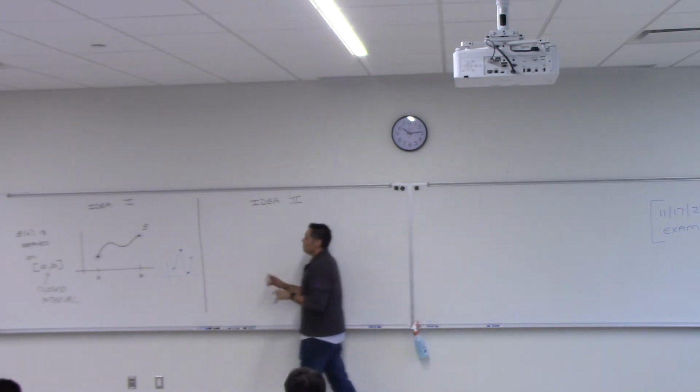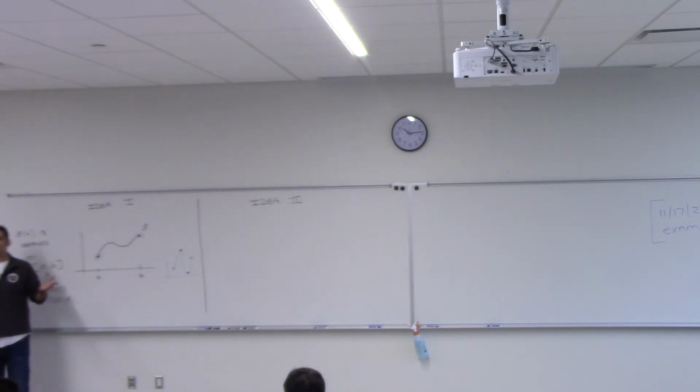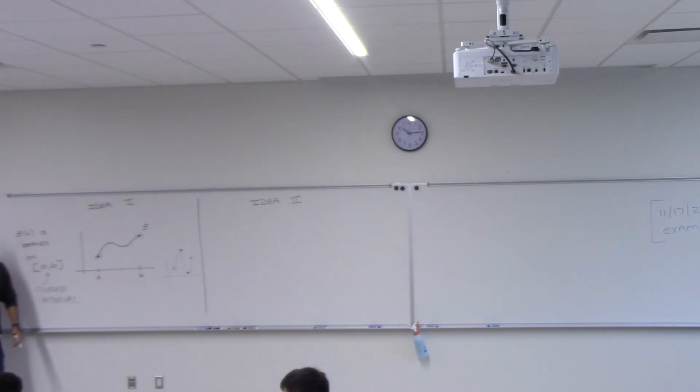But the first idea is that if you give me a function on a closed interval, I should be able to find the highest and lowest points, right? And that's what 4.1 is about. 4.1 is about finding what we call the maximum and minimum values of the function.